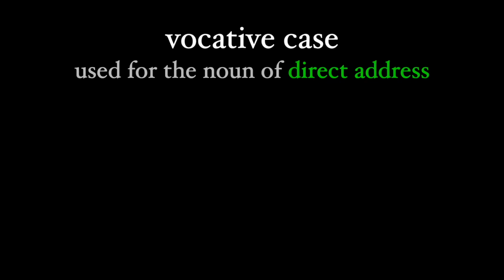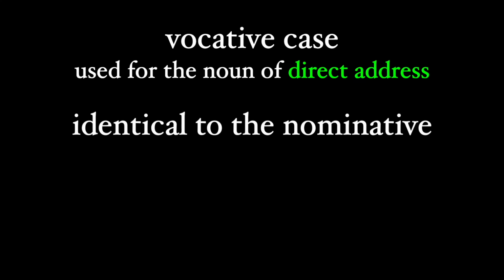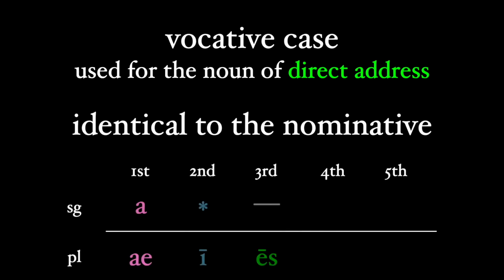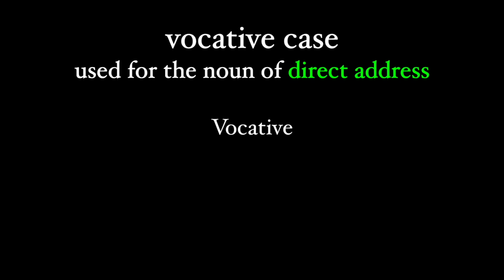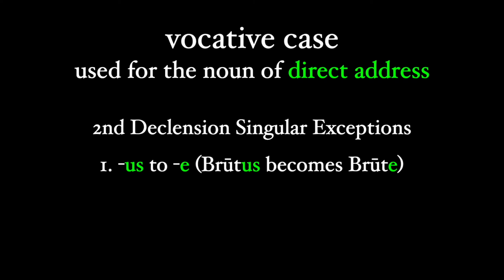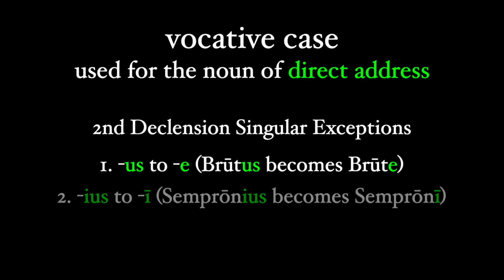For most declensions, the form of the vocative case is identical to the nominative. Here are those identical endings. It's only in the second declension singular that we have specific rules about the vocative endings. While I've explored this in greater depth in a separate video, check that out. Here's the quick and dirty. The vocative of -us words like Brutus is -e, Brute, and the vocative of -ius words, especially names like Sempronius, is -i, a long i, Semproni.